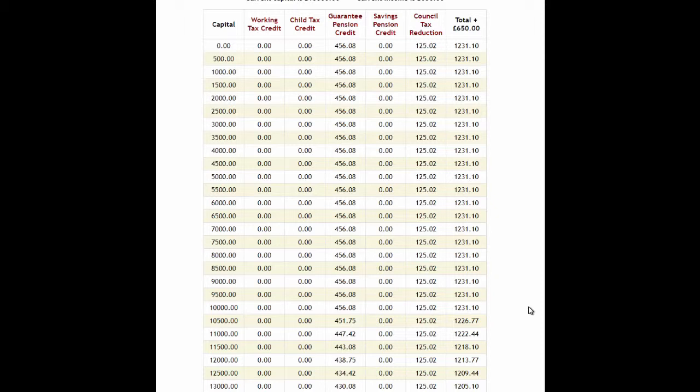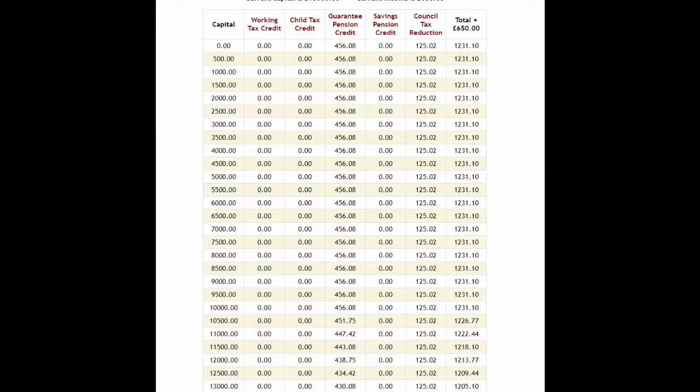Once you go past £10,000, then for every £500 or part, the benefit system assumes that they are receiving £1 a week in additional income, and it uses that within the benefit calculation. So from £10,000 down, you can see here in the guarantee pension credit column that the benefit starts to reduce.